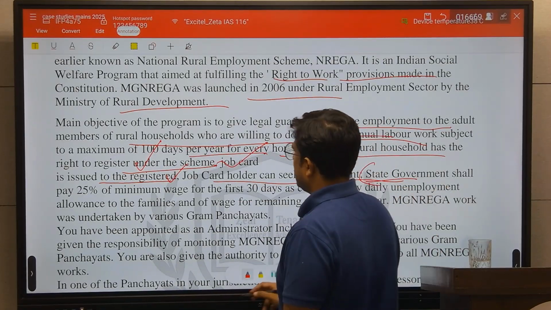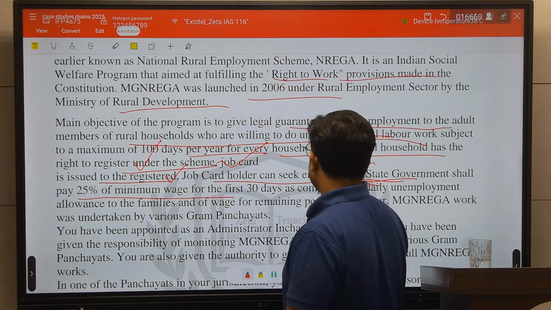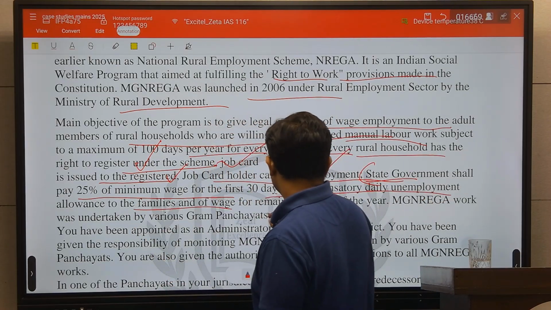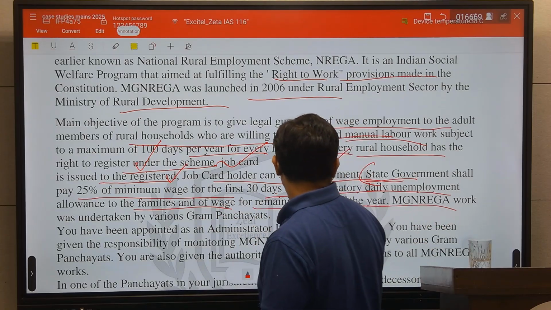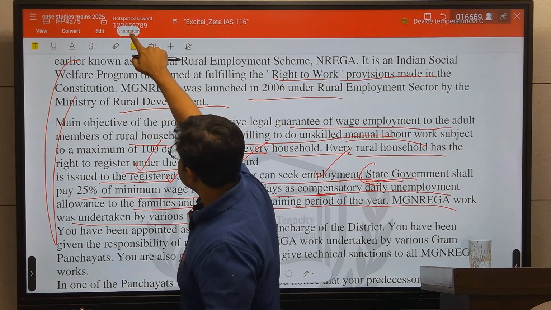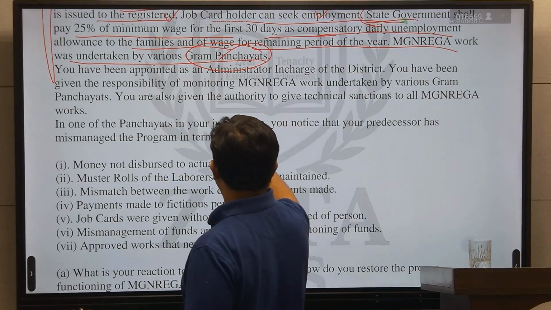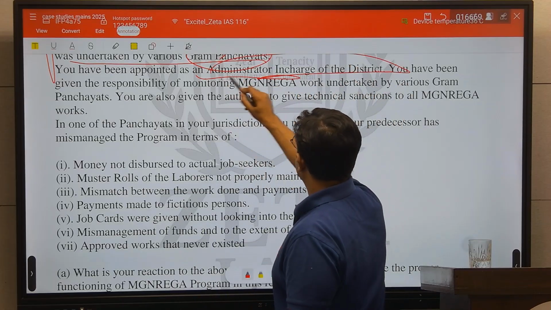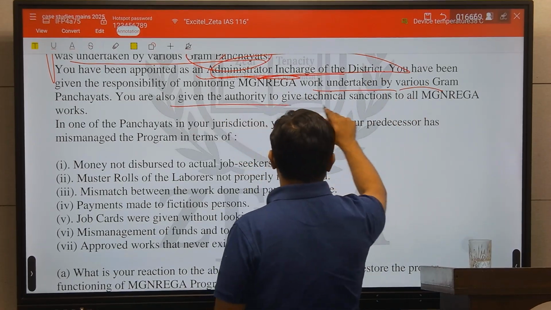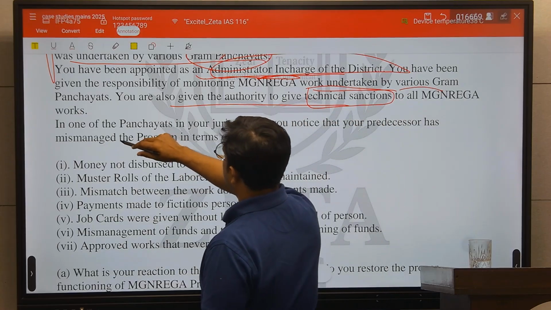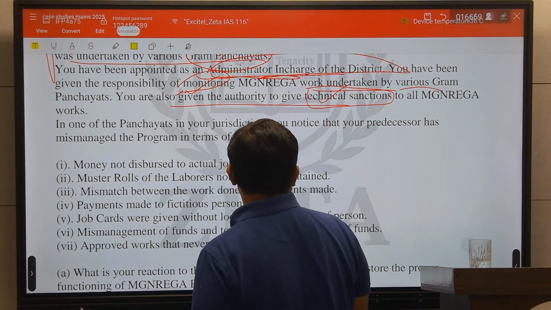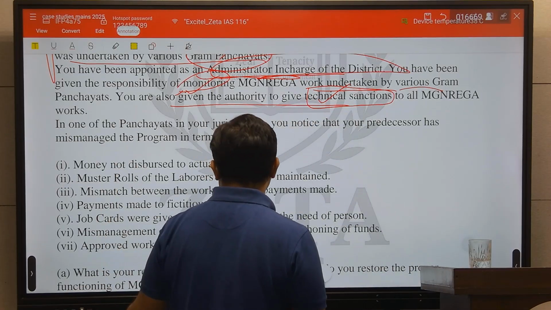The state government shall pay 25% of the wage for the first 30 days as a compulsory daily unemployment allowance to the families, and the wage for the remaining period of the year. MGNREGA work was undertaken by various gram panchayats. So basically it talks about the entire scheme of MGNREGA. You have been appointed as an administrator in charge of the district. You have been given the responsibility of monitoring MGNREGA work undertaken by various gram panchayats. You are also given authority for technical sanctions of all the works. In one of the panchayats in your jurisdiction, you find that your predecessor has mismanaged the program in terms of the 7 things given.